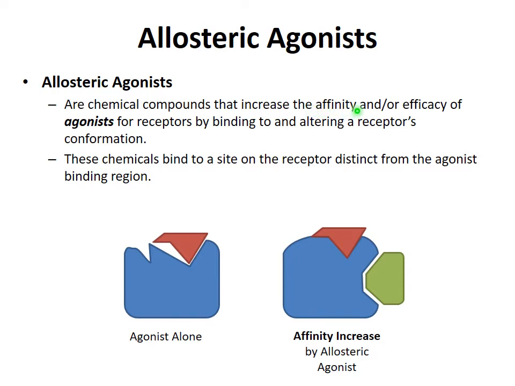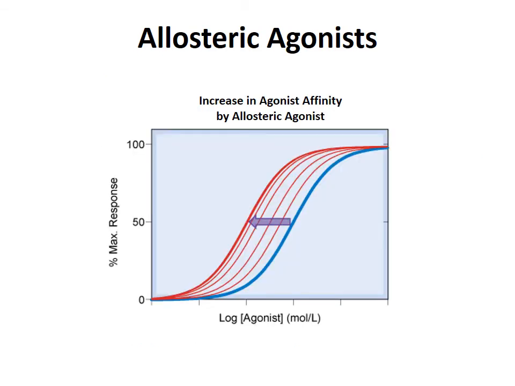Now we can get, and I don't think I have it here, but coming up, you can imagine hopefully that even if I didn't affect affinity, the allosteric agonist might change efficacy, it can increase the activity of that receptor upon ligand binding or agonist binding. So it could either affect affinity or efficacy, depending on which type of allosteric agonist we have.